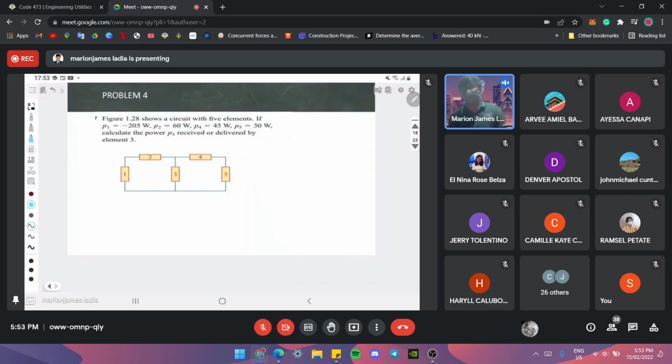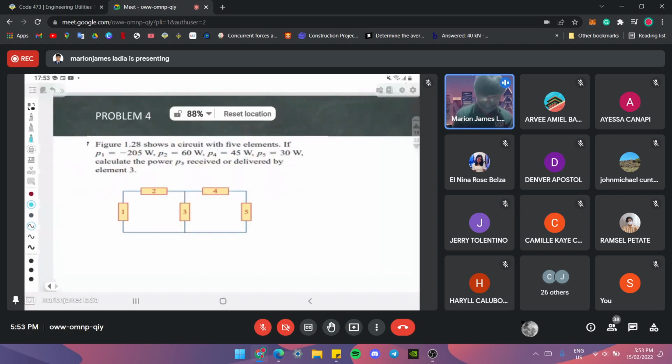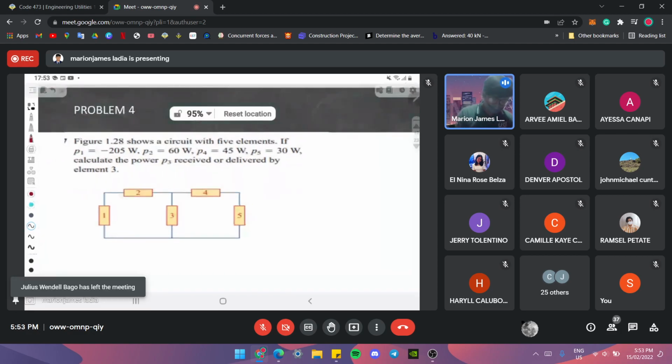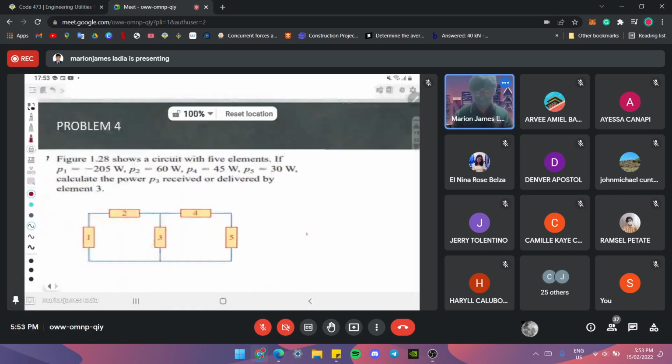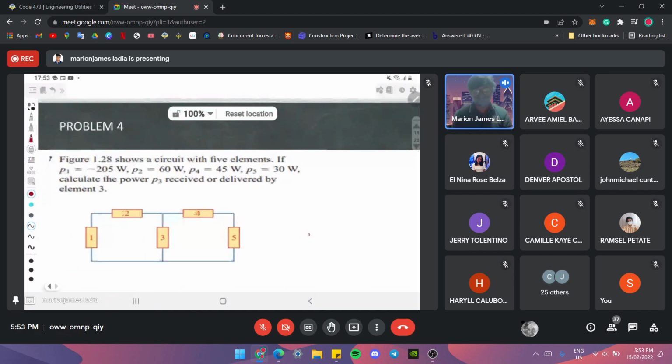Okay, so problem number 4. In our problem number 4, dito natin makikita yung ating summation of power is equal to 0. Okay? So this is a very exciting problem. Kasi nga, dito natin mapapatunayan that power delivered are those power with negative value, and then yung power absorbed, the elements that are absorbing power, are the elements with positive value.